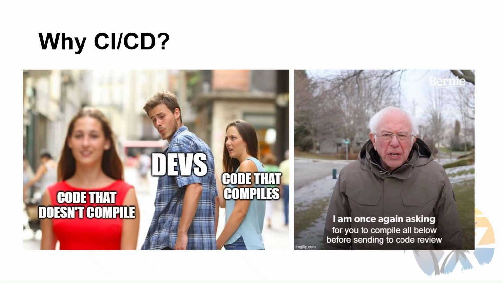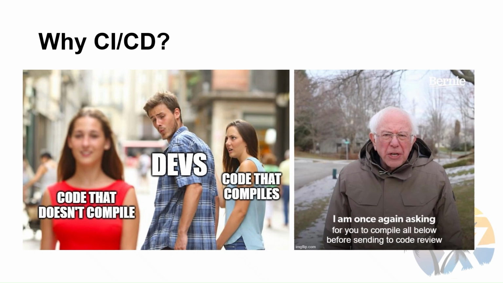So why did we implement CI/CD? Well, because devs often like to submit code that doesn't compile instead of code that compiles. And they could catch this if they compile all below before sending to code review, like Bernie is requesting here. But they don't always do that.